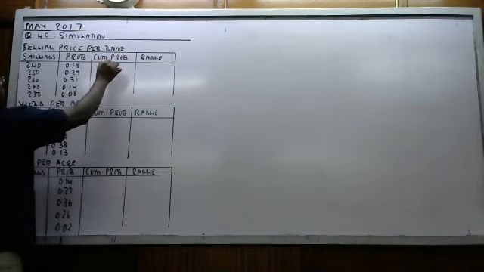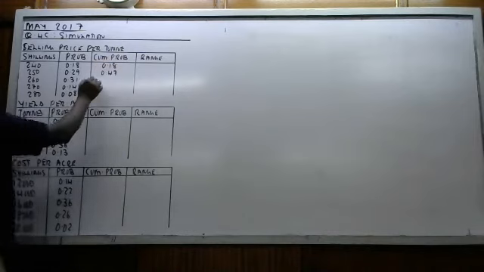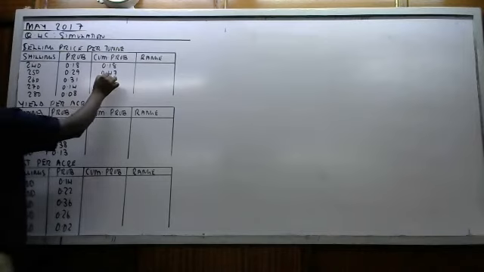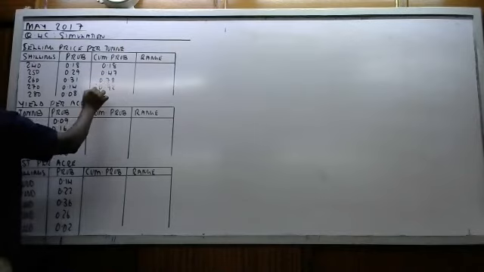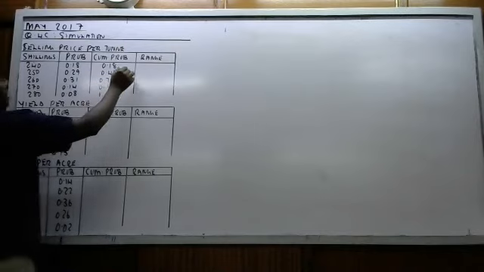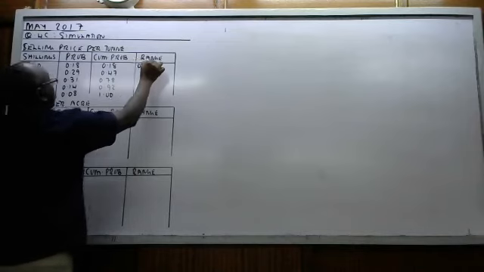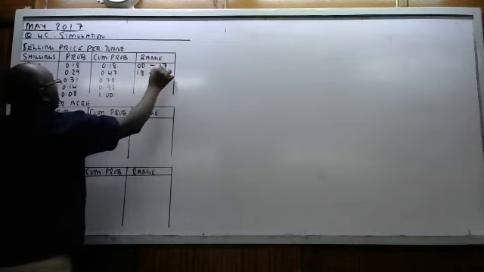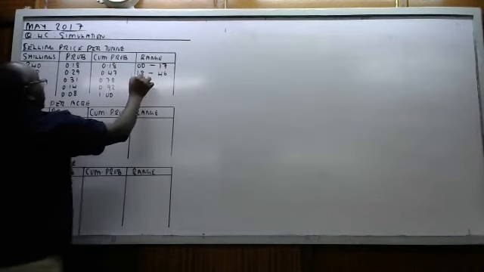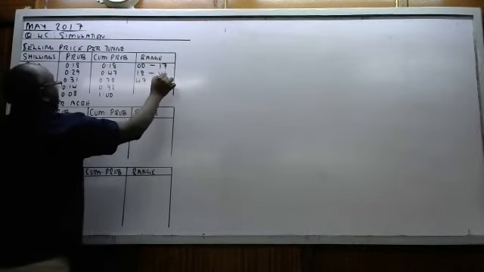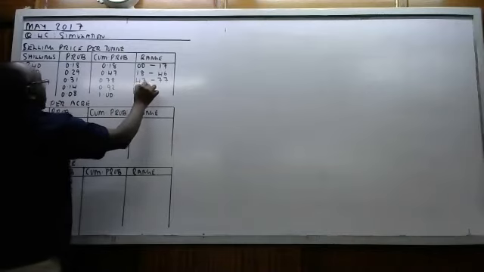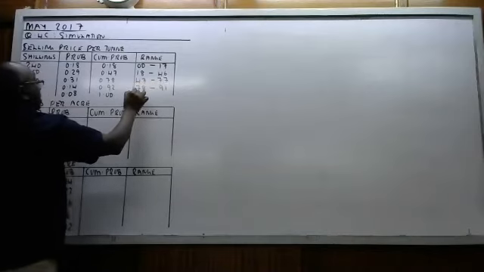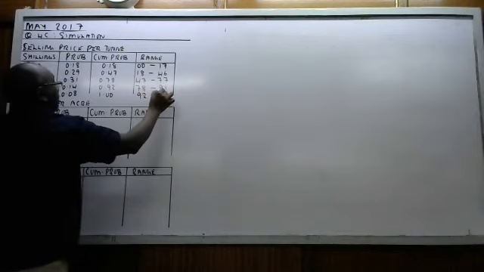So this is 0.18, 0.47, 0.78, 0.92, and 1. So this is 00 to 17, 18 to 46, 47 to 77, 78 to 91, 92 to 99.